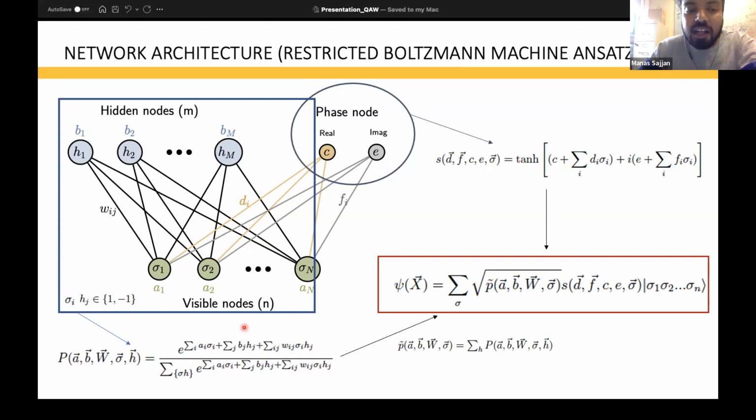So together, this particular distribution is going to only encode the amplitude field of our wave function, which is why it sits as a square root here after we have traced over the hidden neurons. And this particular function is going to encode the phase field, and the sigmas are basically the computational basis vectors, which are essentially bit strings. So the product of these two functions is going to define the coefficients of our wave function, with the tunable parameters being A, B, W, D, F, C, E, etc.